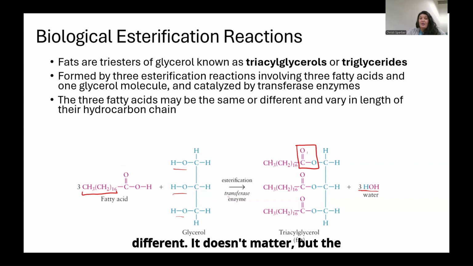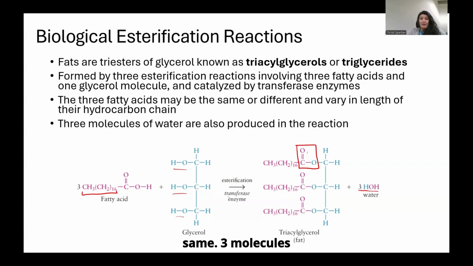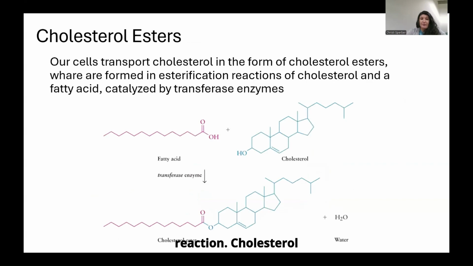It doesn't matter. The overall reaction is going to be the same. 3 molecules of water are also produced in the reaction.